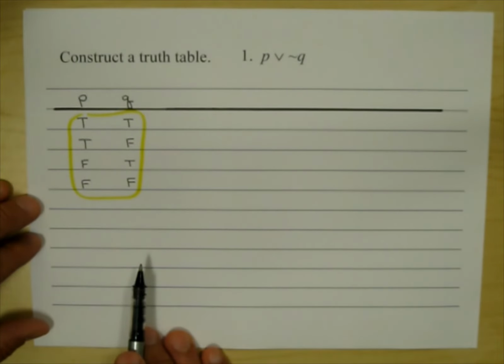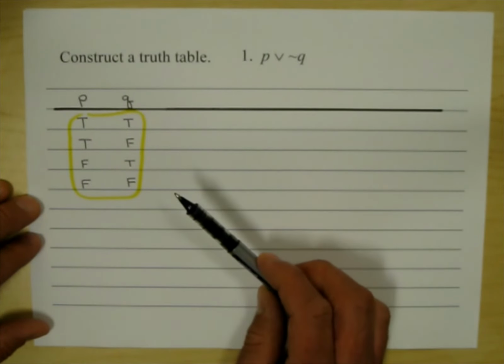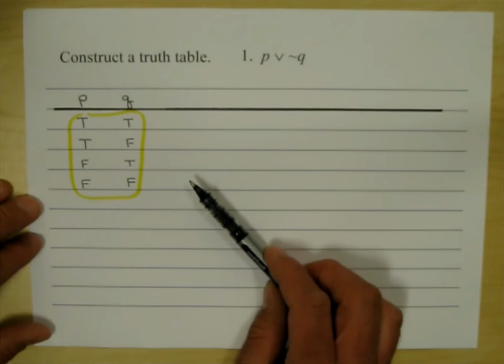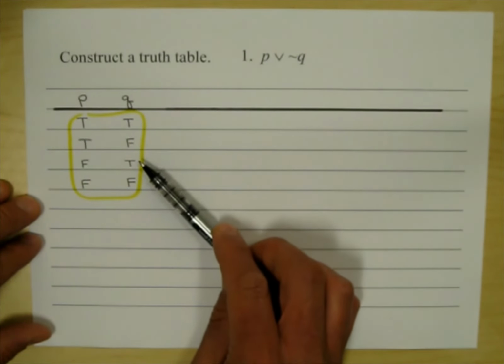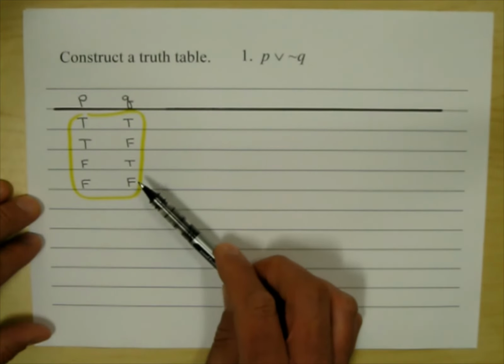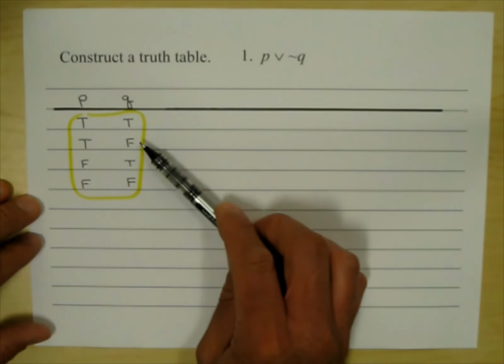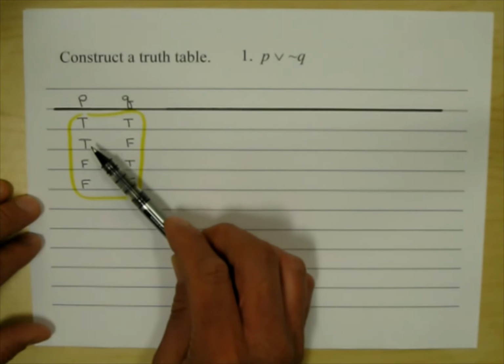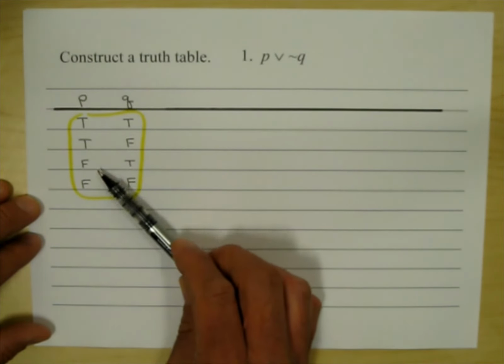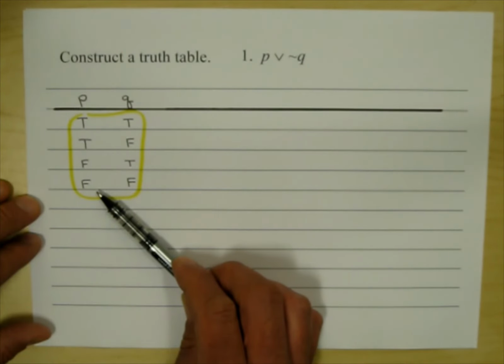Now let's notice a little pattern that I didn't point out, because this is going to help us when we have more than 2 letters. Look at this column here. What happens with the trues and the falses? They alternate by 1. So it goes true, false, true, false. What happens over here? Well, it says true, true, false, false. Now they're not really alternating.